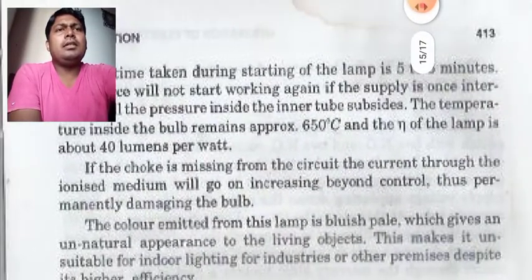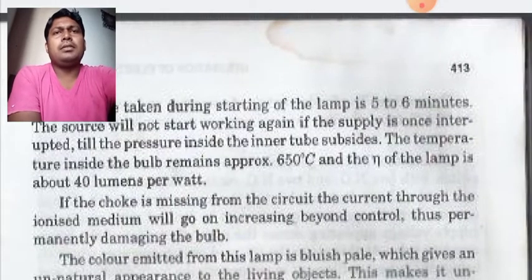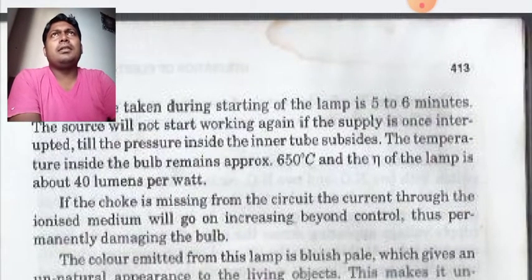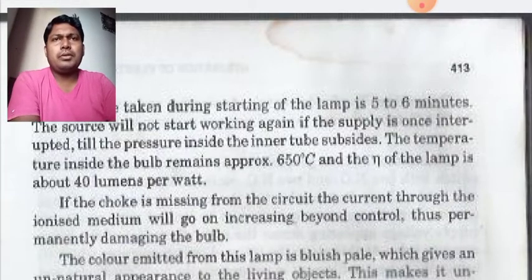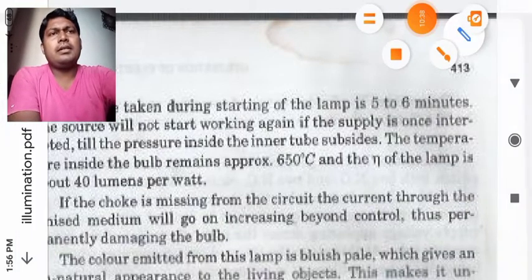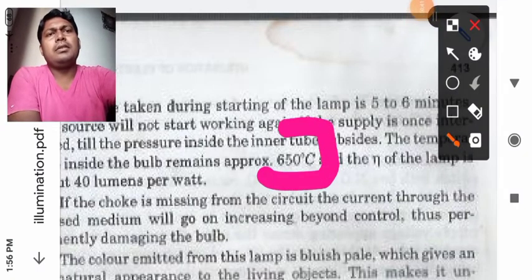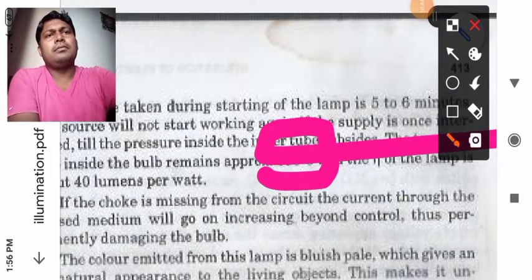The time taken for the lamp to warm up is 5 to 6 minutes. So students, here the time required to make this kind of lamp appear in its full brightness is 5 to 6 minutes. The source will not start again if the supply is once interrupted, till the pressure inside the tube, or the inner tube, subsides. The temperature inside the bulb is approximately equal to 650 degrees centigrade. So this is quite a huge amount of temperature which has been developed inside the bulb. Right.